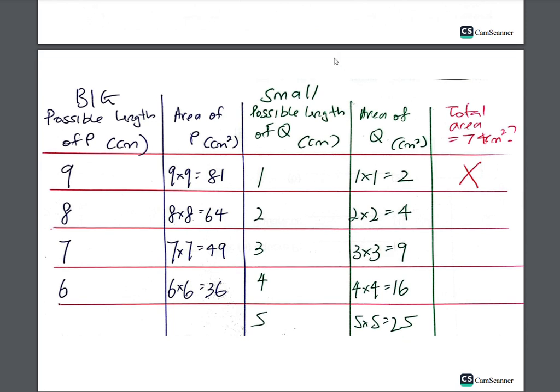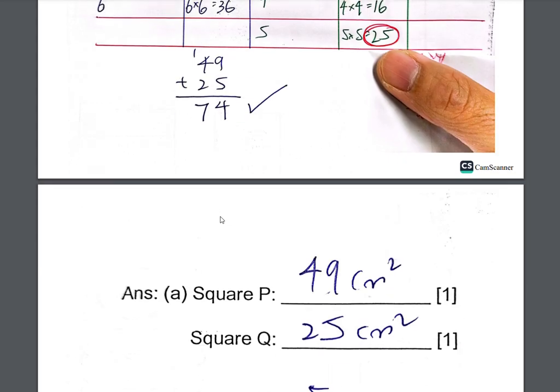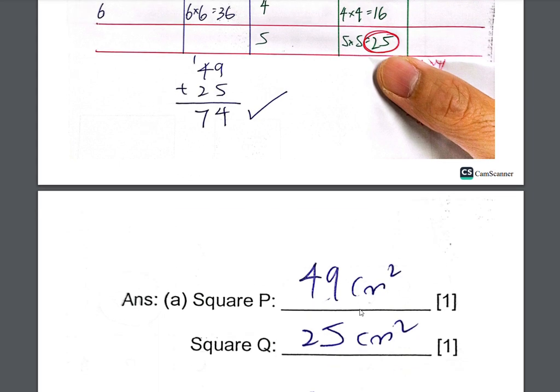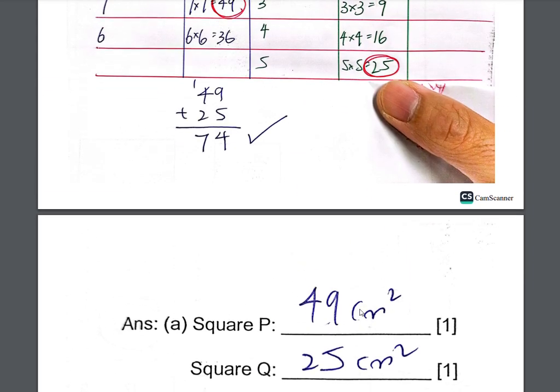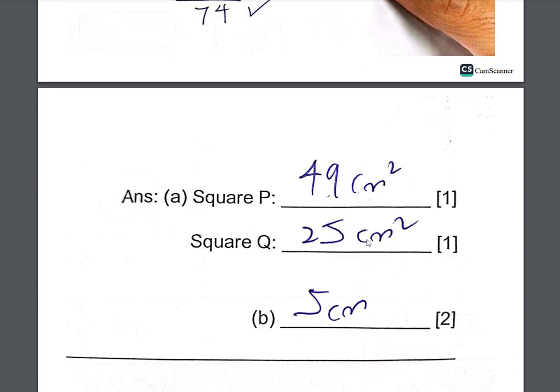Can you see which two numbers add up to give you 74? I'll pause for a moment. Do you find it? Yes, it's these two. 49 and 25 add up to give you 74. Therefore, this is your answer. You are supposed to find out what is the area of square P? Found, 49. What's the area of square Q? Found, 25. And what is the length of the small square Q? 5 times 5, right? So 5 is the length.